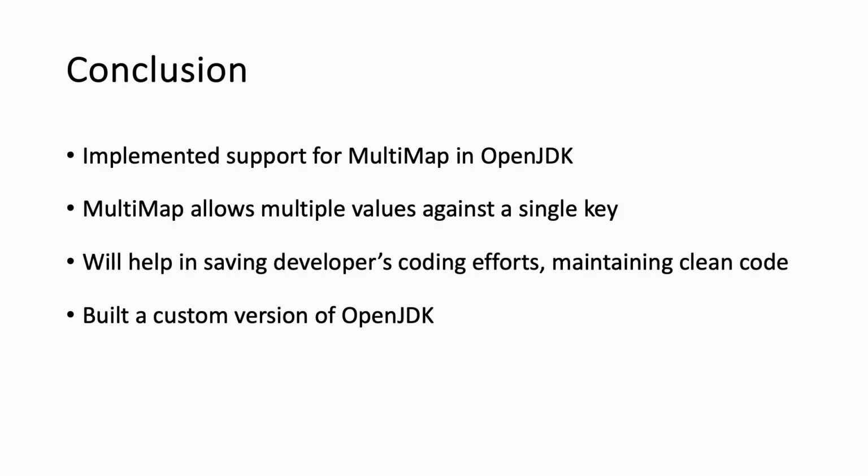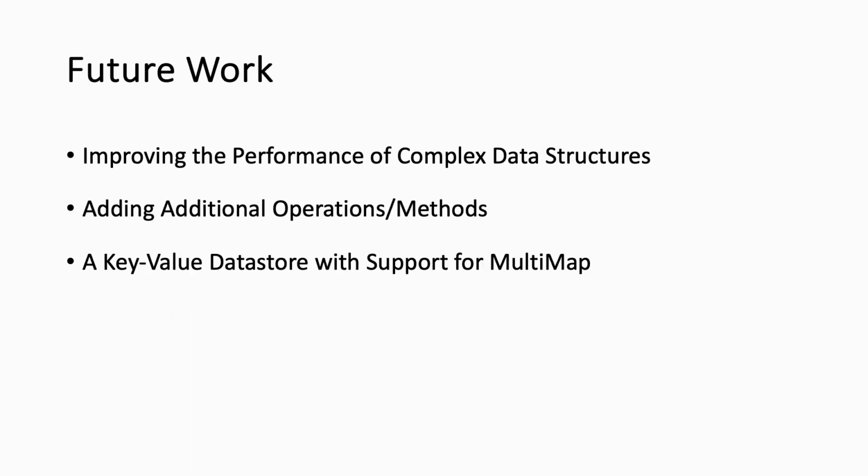In conclusion, we have successfully implemented support for multimap in OpenJDK. A multimap allows multiple values to be associated with a single key. This implementation will help in saving developers' coding effort, allowing them to maintain clean code. This custom version of OpenJDK would be a valuable addition for developers.